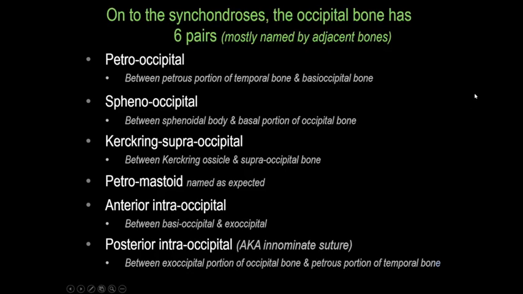The last two, which are probably the most important for us, are named differently. The anterior intraoccipital is between the basi-occipital and the exoccipital bone, and the posterior intraoccipital are called by their name, the intraoccipital, because they remain inside the occipital bone. This may also be called the innominate suture.